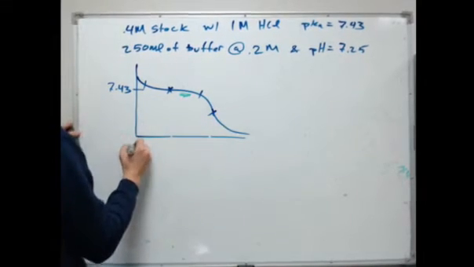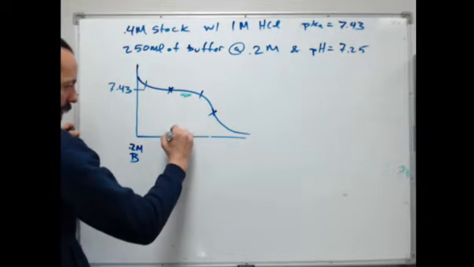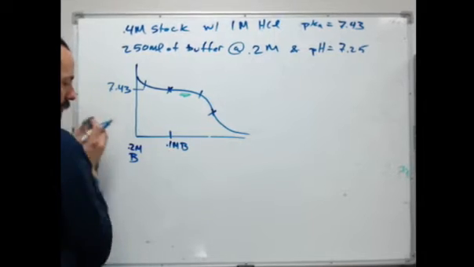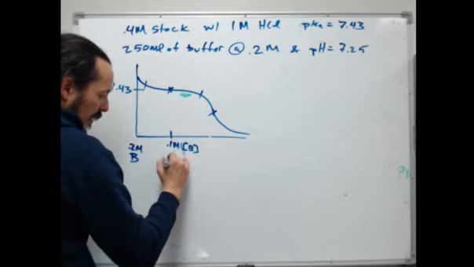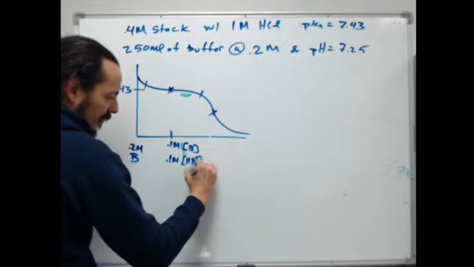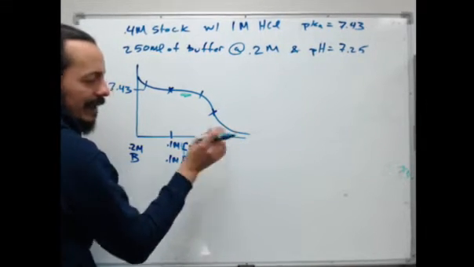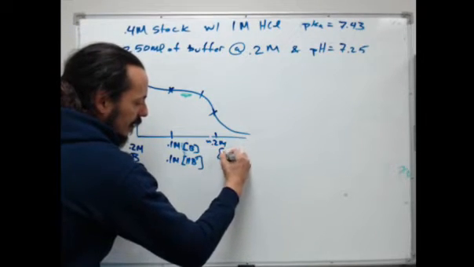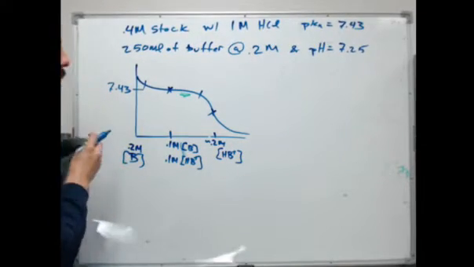knowing that if we made this buffer correct, this would be 0.2 molarity all weak base. This would be 0.1 molarity weak base, and this would be 0.1 molarity protonated base. And then this would be 0.2 molarity, approximately, we'd have to take dilution into account, 0.2 molarity protonated base, right? If we made our buffer.